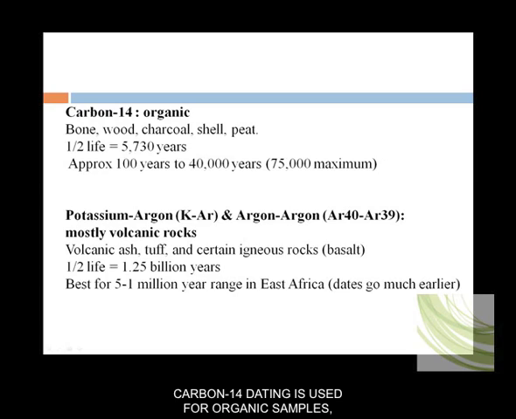Carbon-14 dating is used for organic samples like bone, wood, charcoal, shell, and peat. Carbon has a half-life of about 5,700 years, so we can date from approximately 100 years back to 40,000 years, and sometimes even back to 75,000 years.